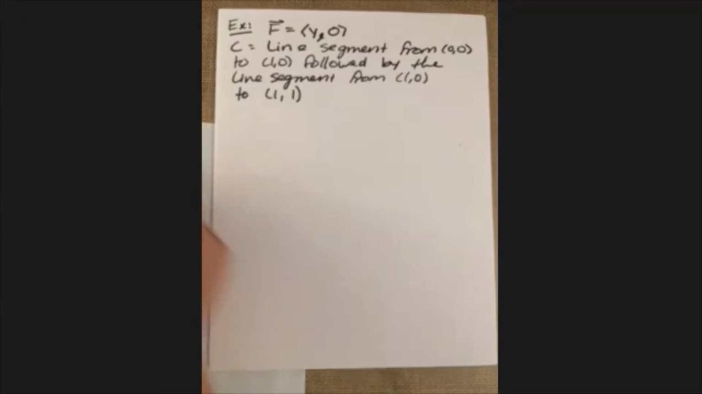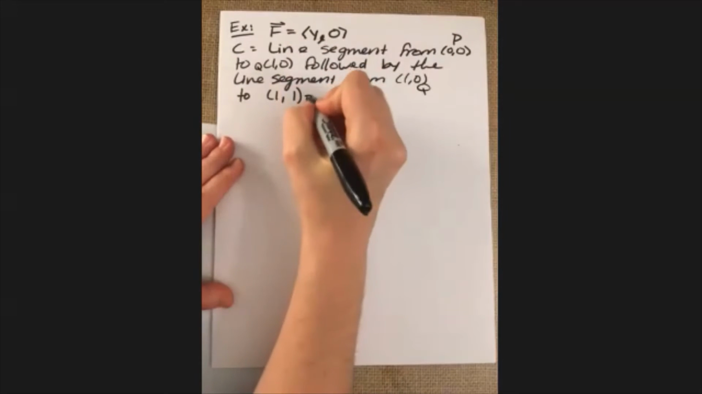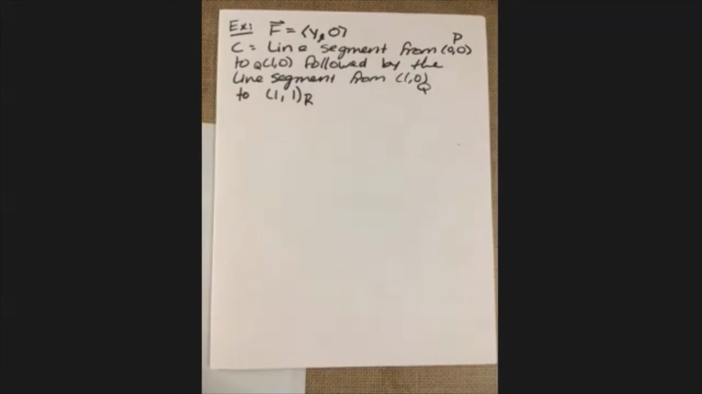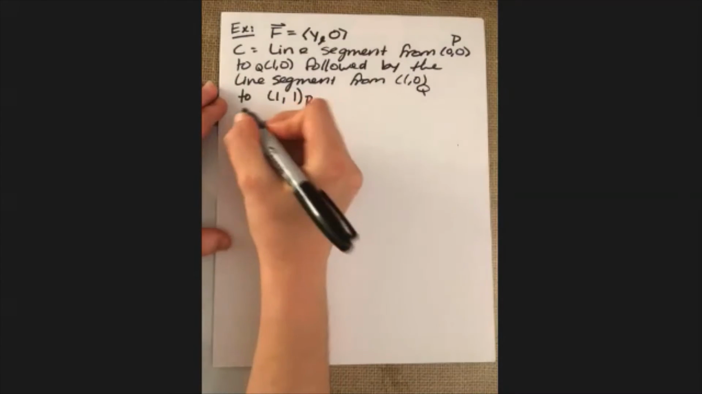And since we've got all these points running around, I'm going to go ahead and label them. I'll call this first one P. The second one will be Q. And this last one will be R. Okay, so C is two pieces together because we have the first line segment and then the second line segment.